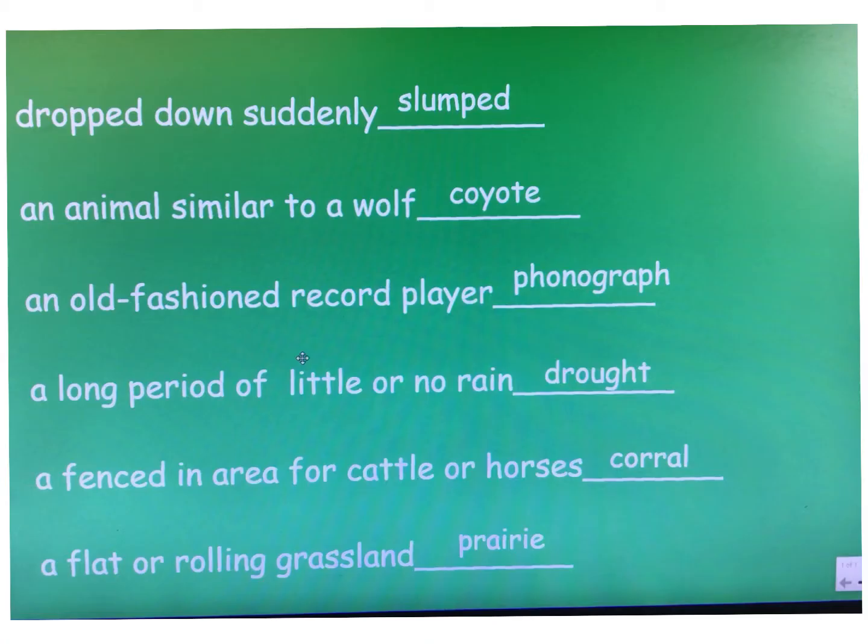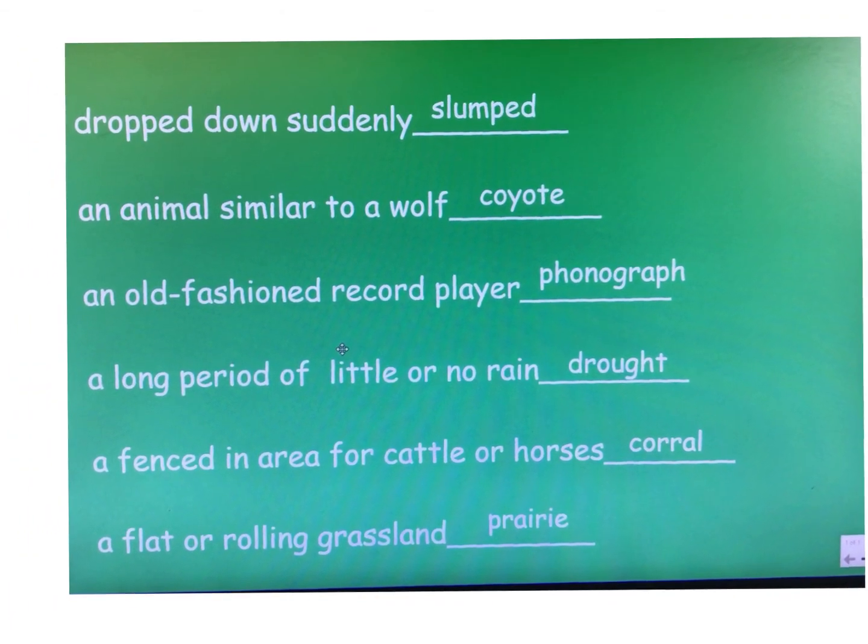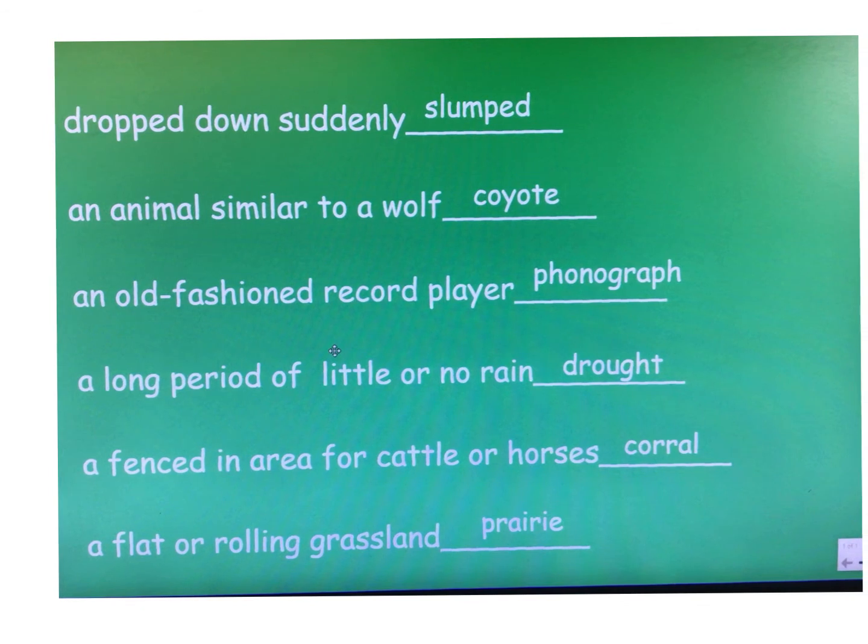So taking a closer look at these vocabulary words, here we are with our vocab matched up with the definition. Slump means to drop down suddenly. Coyote is an animal similar to a wolf. A phonograph is an old-fashioned record player. A drought is a long period of little or no rain. A corral is a fenced-in area for cattle or horses. And a prairie is a flat or rolling grassland.